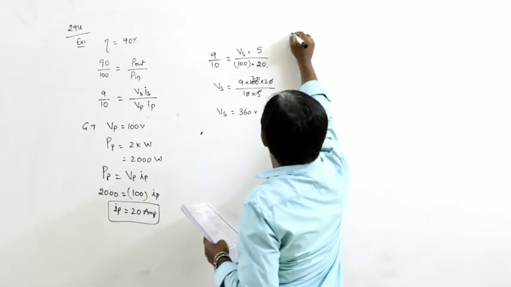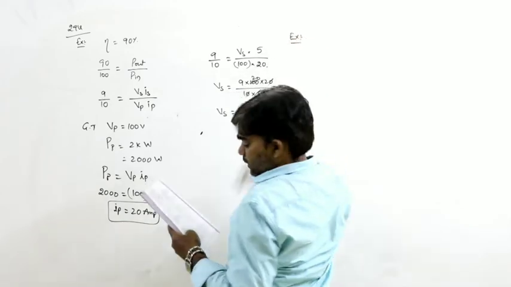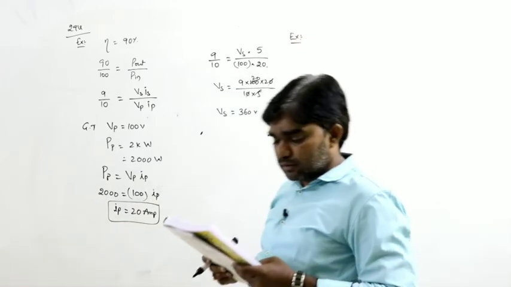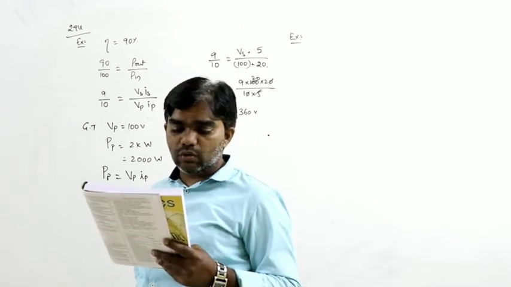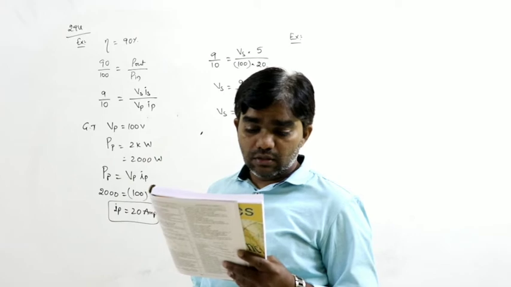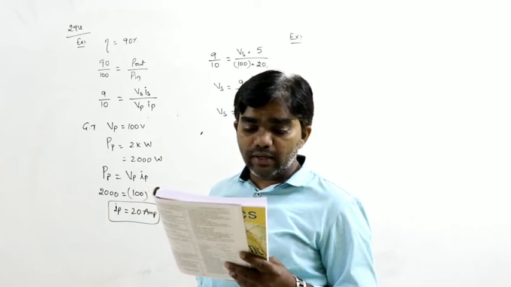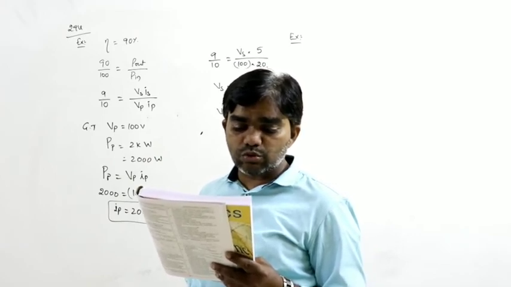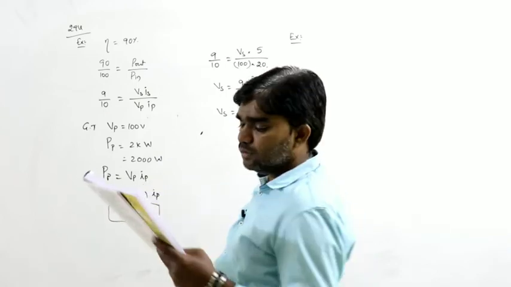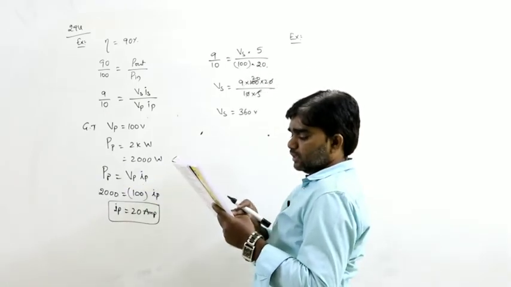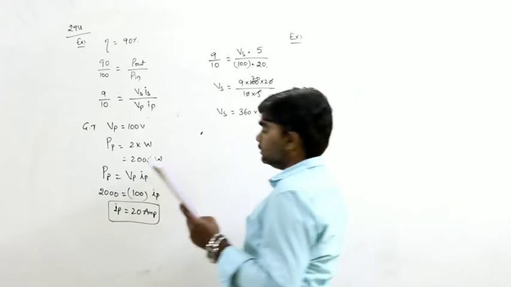Next example here. A step up transformer operates on a 230 volts line and a load current of 2 amperes. The ratio of the primary and secondary windings is 1:25. What is the current in the primary? That's what we have to calculate.